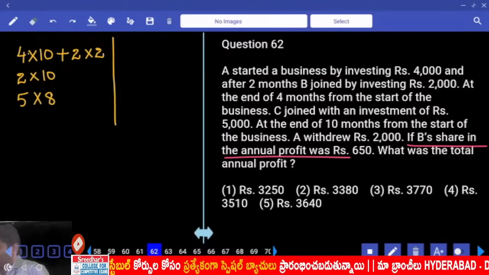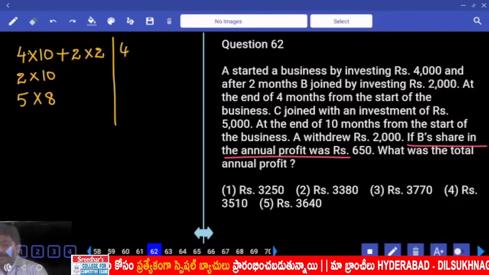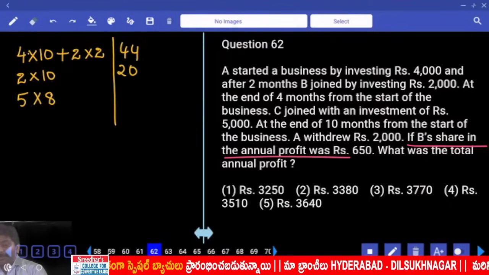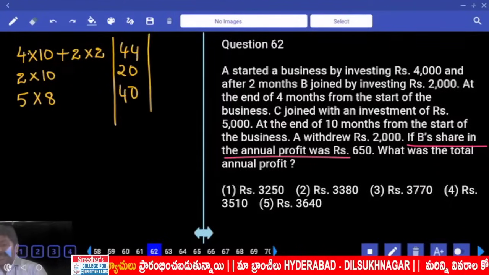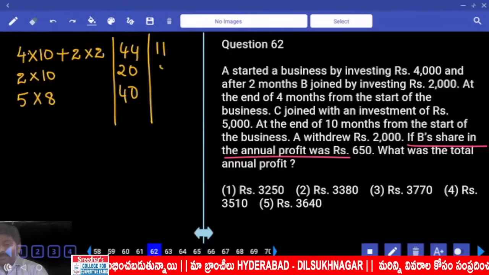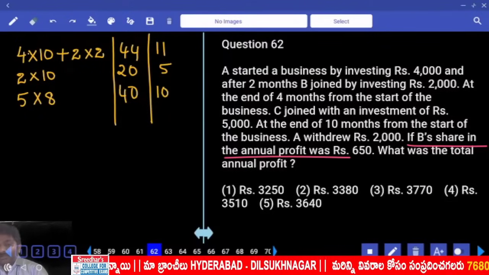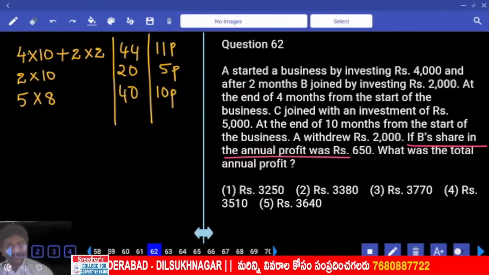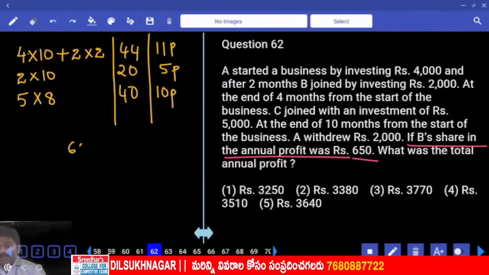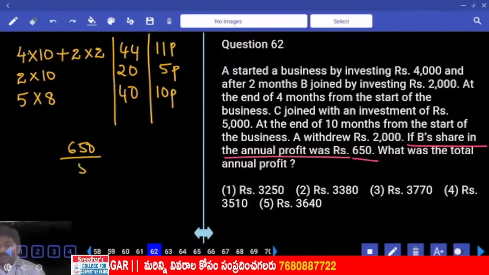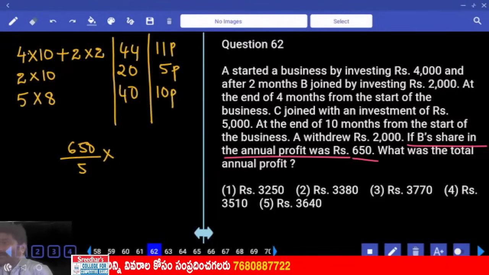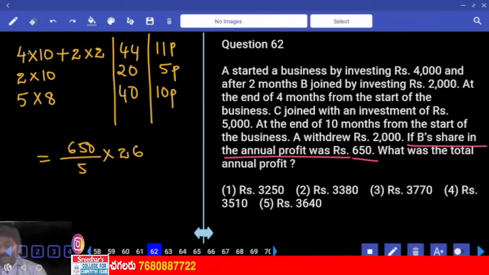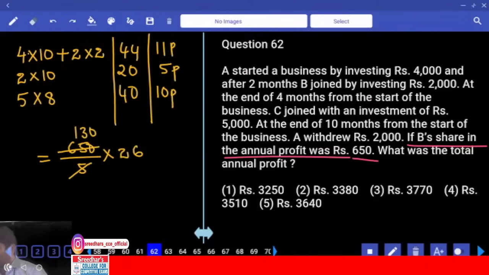Let's go for addition. 40 plus 4, 44. This is 20, and this is cancellation with 4 again. 11, 5, 10. So 5 parts is the amount received by B, which is equal to 650, right? Then 1 part is equal to 650 divided by 5. And now the question is to identify the total annual profit, which is 26 parts. How many times? 130 times.